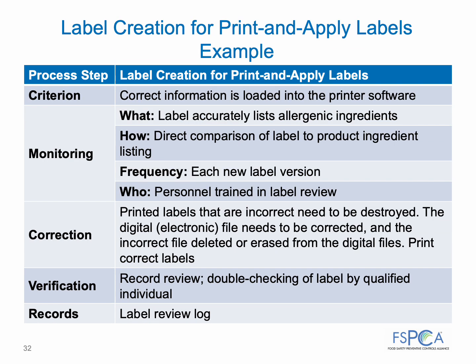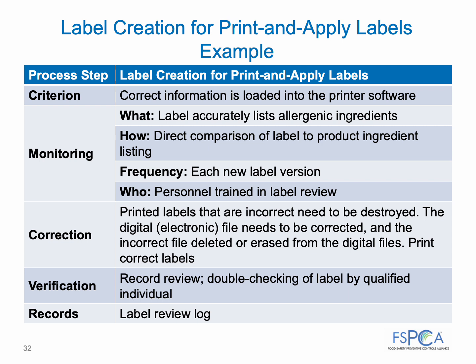This slide demonstrates an example of an allergen preventive control for labels that are printed on site by the facility and then applied to the food product. The example includes possible parameters and values for label controls. An example of a type of company that may use this process is a private label bakery manufacturing a wide range of baked goods that may be sold at a grocery store.